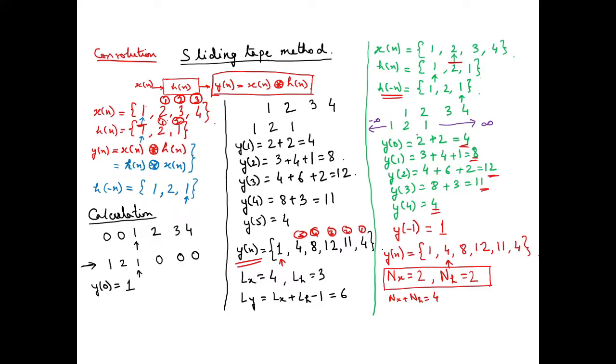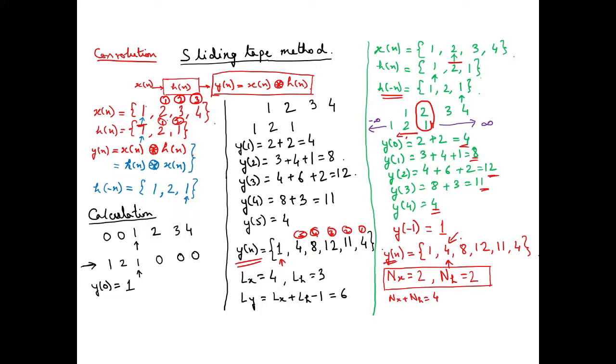Then, if you move to the left hand side from the origin position, this is your origin position, where the origins are matching. If I move it to the left, I will be getting Y of minus 1 equal to 1. Another movement to the left will result in 0, so I have not calculated that. So yn is equal to 1, 4, 8, 12, 11, 4. Since we are matching and calculating it, we know that this point is our origin.